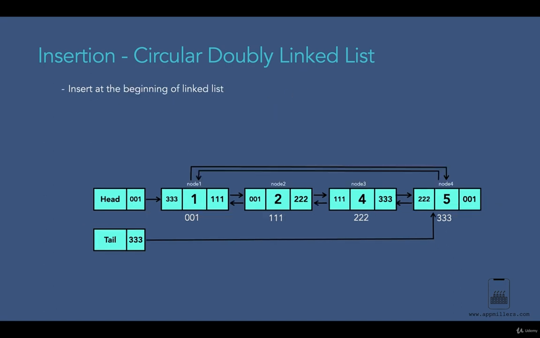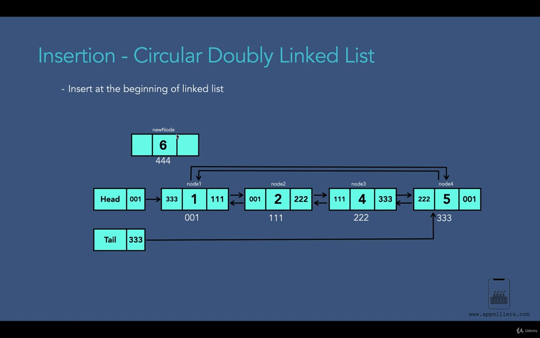Here the first thing that we are going to do is create a blank node. After creating a blank node, our node is created like this. The physical location of this node is 444. The next step is to assign a value to this node. Let's say in our case we are assigning a value of 6 to this newly created node.